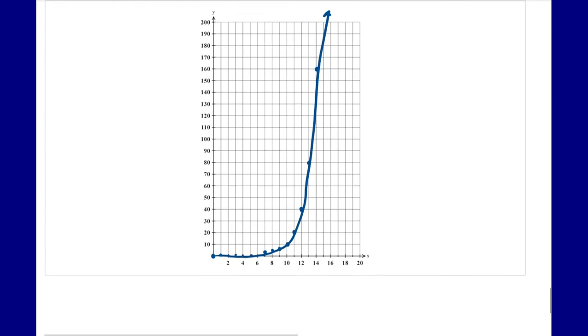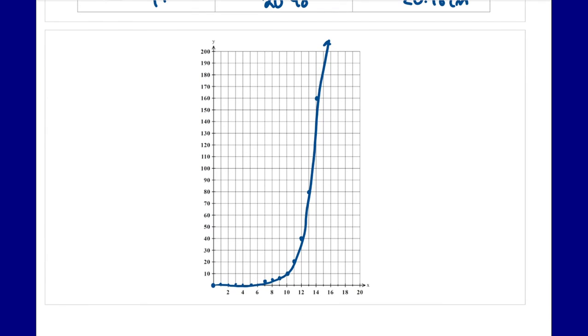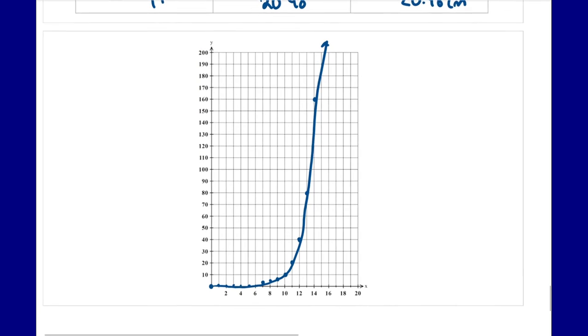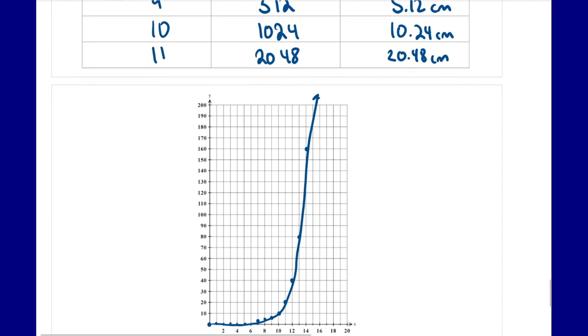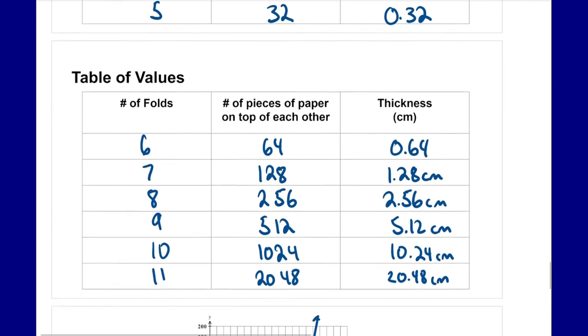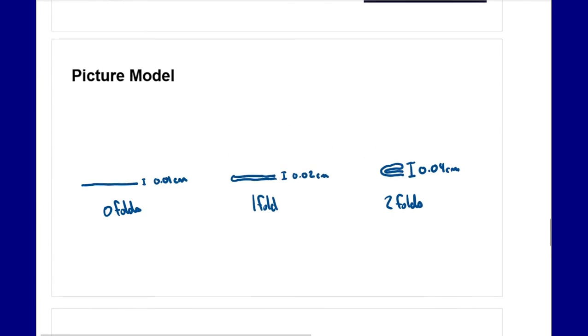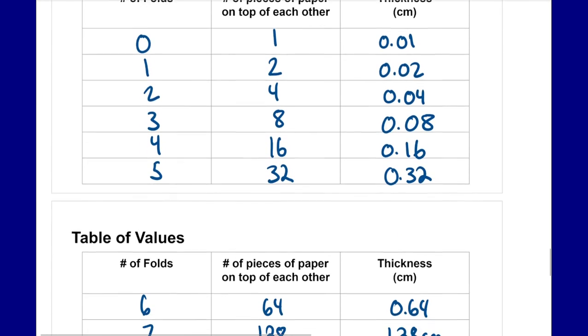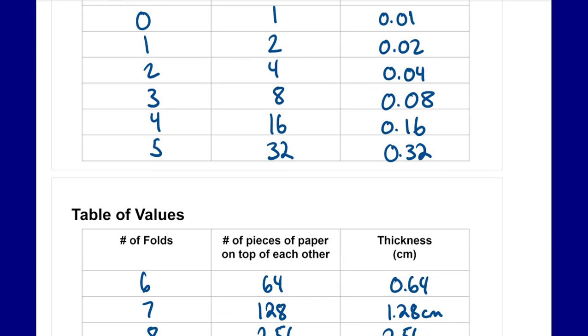And really what we're looking at is a new type of function which we call exponential functions. We are going to learn about those a little bit later in more detail, but as long as you understand that when things start to drastically increase like this, we're looking at exponential functions. But again, based off this table of values and looking at these models, you should be able to now go back and make more accurate guesses at how many times we need to fold that piece of paper.